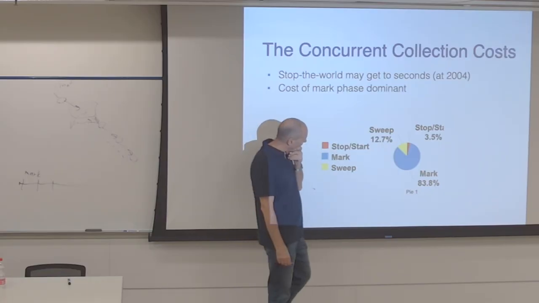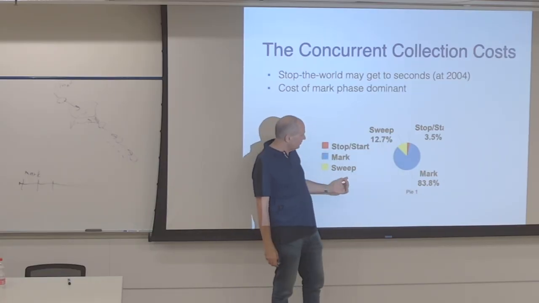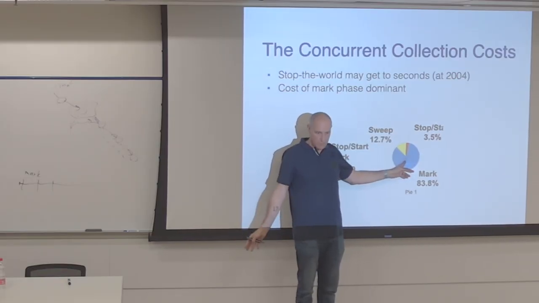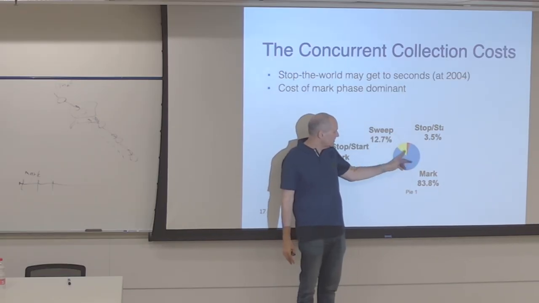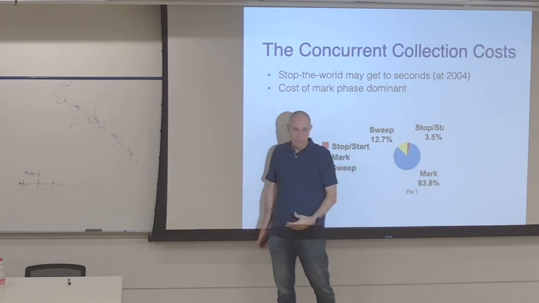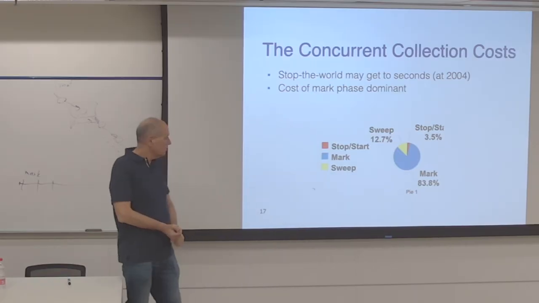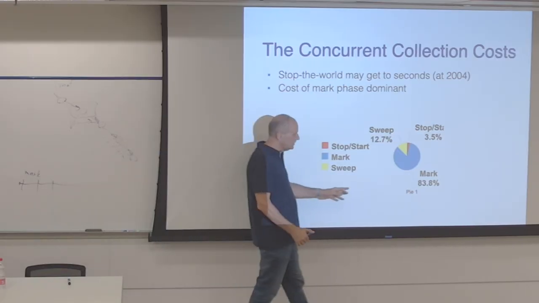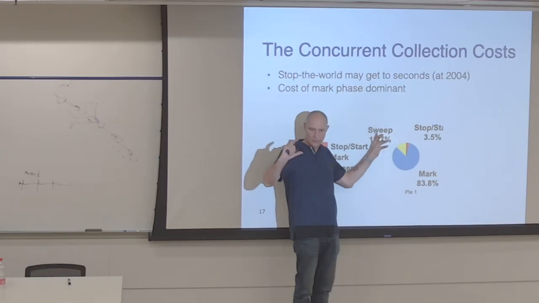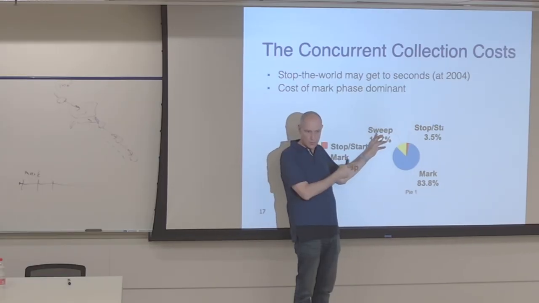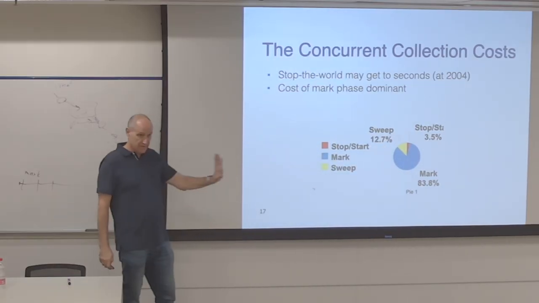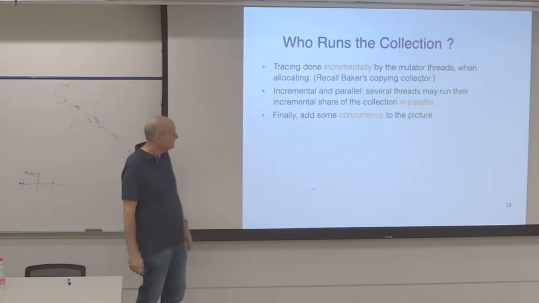So from their measurements before they did this collector, marking took 83% of the time. So really most of the garbage collection time was used for marking. Sweep was almost nothing. And stopping all the threads together took like 3% of the time of the collection. So they really concentrated on marking. And in the beginning, they left sweep in the stop the world phase at the end of the marking because it was so small that they didn't care about it in the beginning. So marking was the thing that they targeted at doing concurrently.